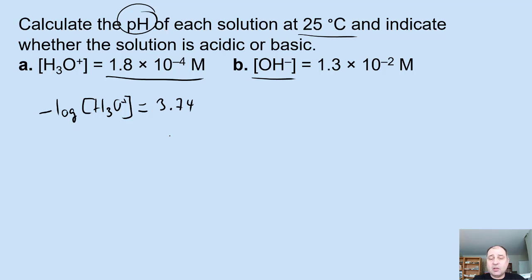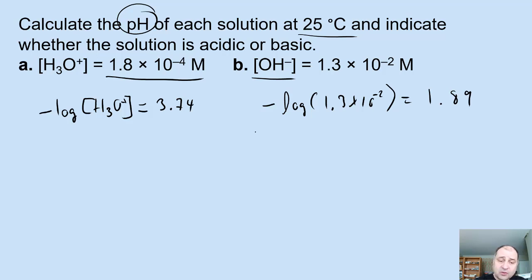Now the second one, you can't just put in the negative log. If you do put the negative log in, the negative log of 1.3 times 10 to the minus 2, you get the pOH, and so the pOH is going to be 1.89. So that's one way to do it. You can then use the relationship that the pH and the pOH is equal to 14. So it's just 14 minus 1.89, and that would be equal to 12.11.